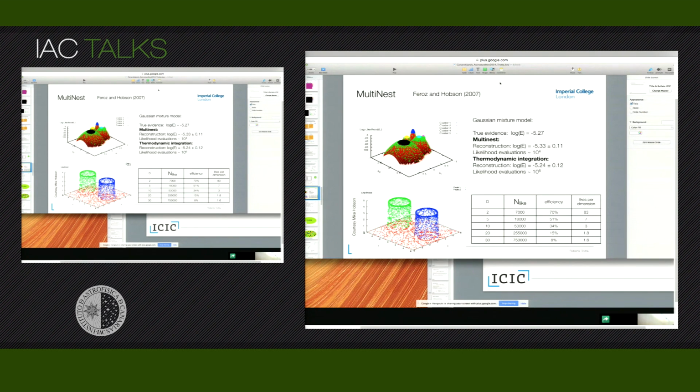But let's just have a look at the performance of MultiNest in one example. Here's an example where we have Gaussian likelihoods. It's a Gaussian mixture model with 5 Gaussian likelihoods. So it's Gaussian, but highly multimodal. The reason why this is a nice example is because for a Gaussian mixture model, you can compute the true evidence analytically, and this is the result.